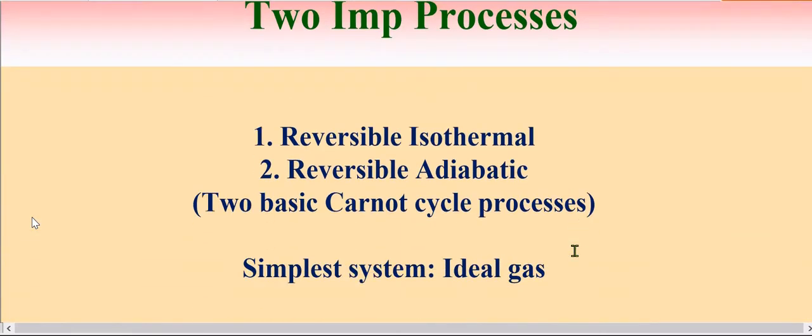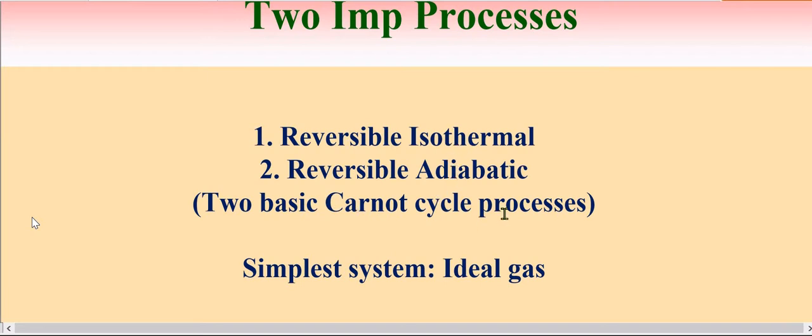Now basically we have two important processes. One is reversible isothermal, the other is reversible adiabatic. For irreversible, there are so many different paths that you may not consider irreversible processes as basic processes, in the sense that all practical processes are irreversible, no doubt, but an irreversible process can go along many channels. But for a reversible process, we have a fixed channel. So that's why we take these as reversible. Reversible isothermal and reversible adiabatic are the basic processes in the Carnot cycle also.